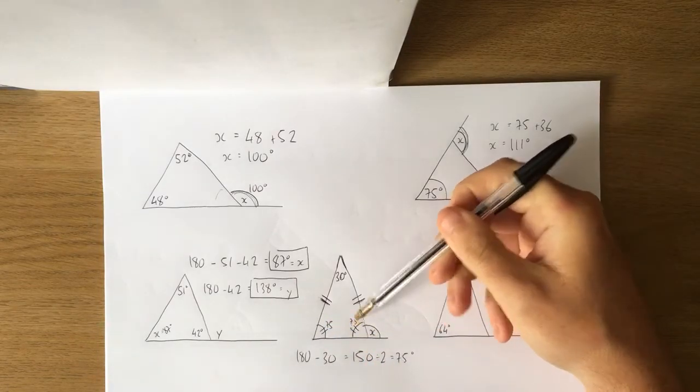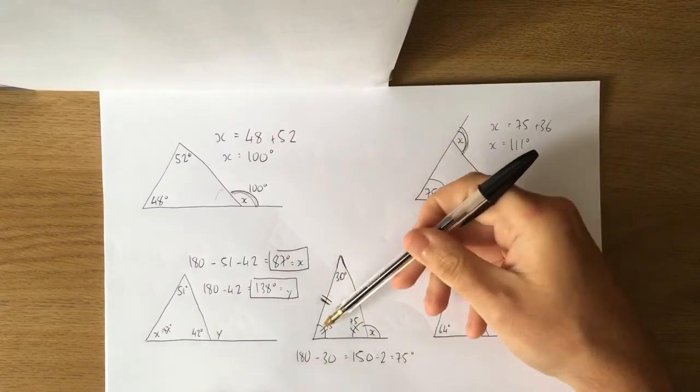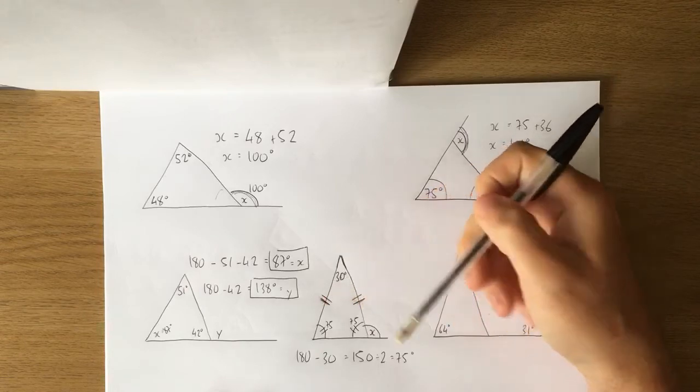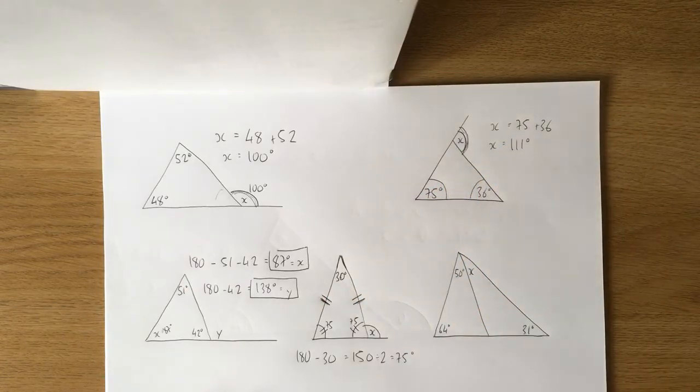So 75 plus 75 plus 30 is 180. 75 and 75 are equal, and they're opposite the equal sides in an isosceles triangle, so they need to be equal.